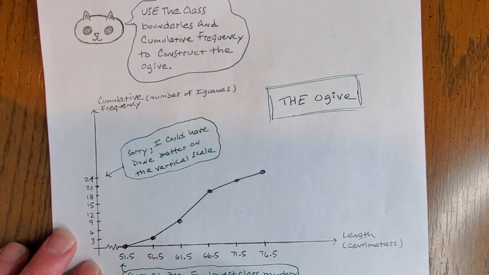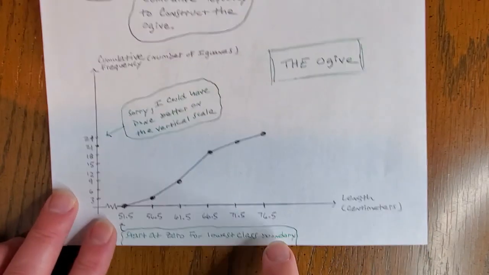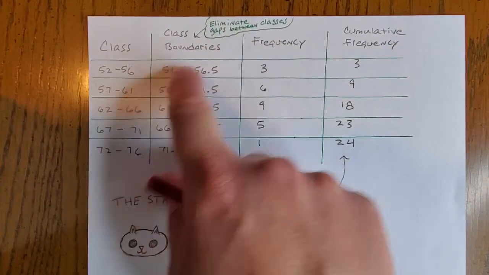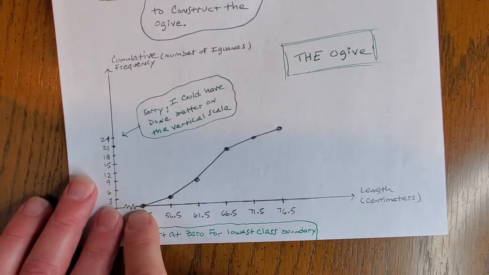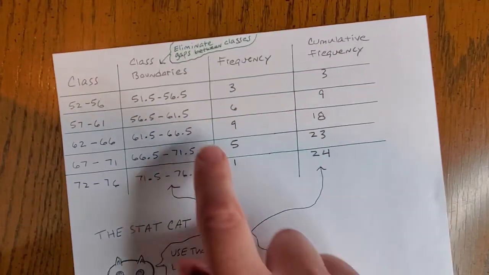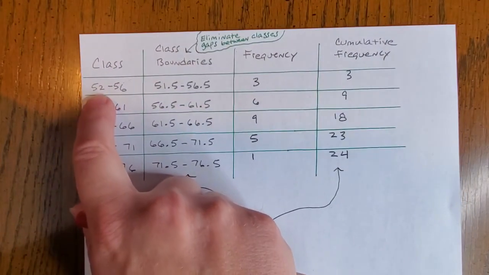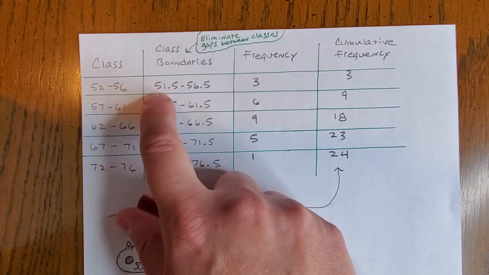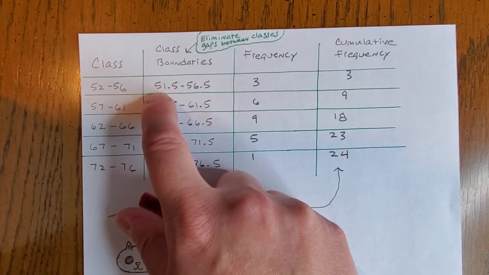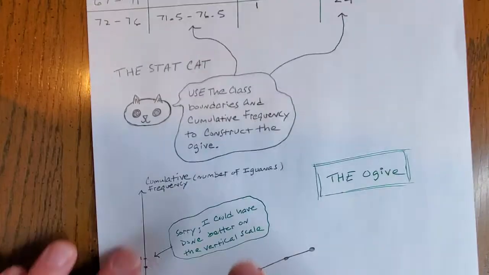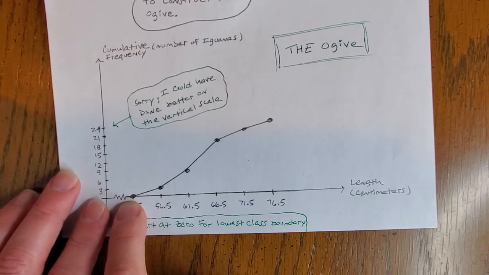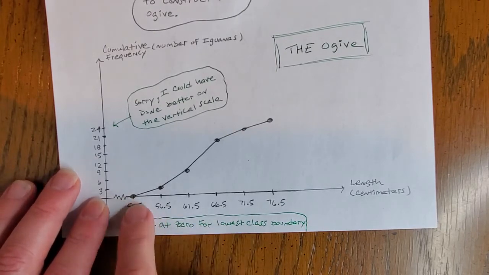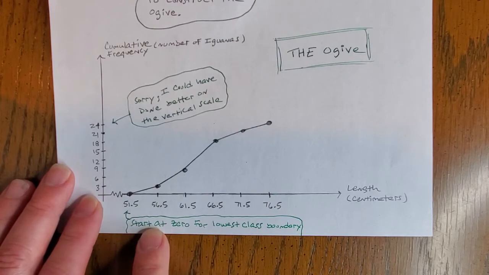We always start with the lower class boundary, okay? 51.5, all right. And that would be 0. Wouldn't the cumulative frequency be 0? I mean, the smallest data entry is 52. So up to the point of 51.5 centimeters, there aren't any iguanas that have that length so far. There are none up to that point. So the ogive will always start at 0, okay?